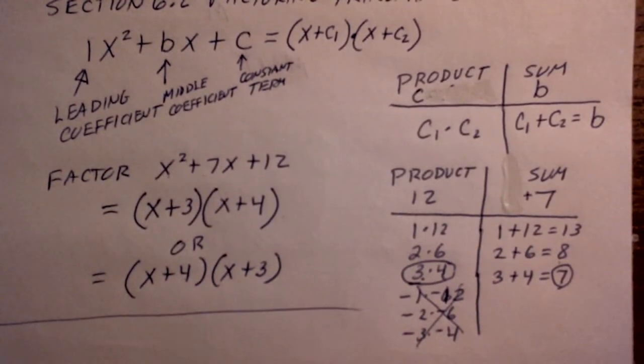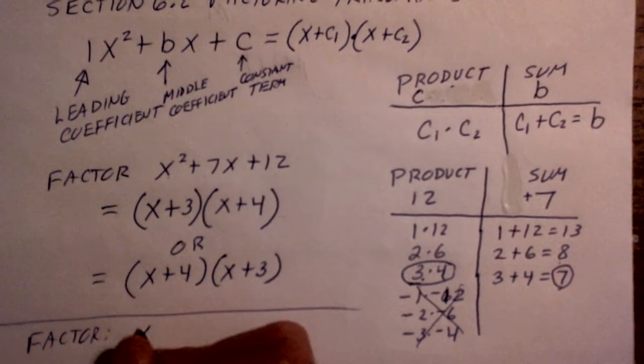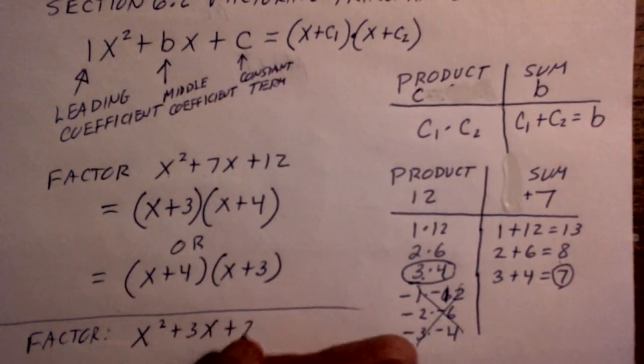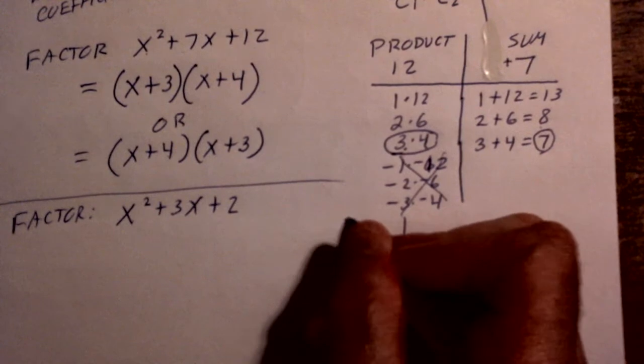All right, let's try another one here. Let's try to factor x squared plus 3x plus 2, making our product sum table here.